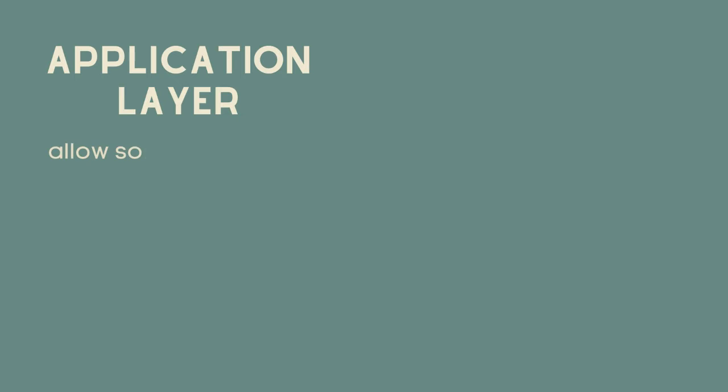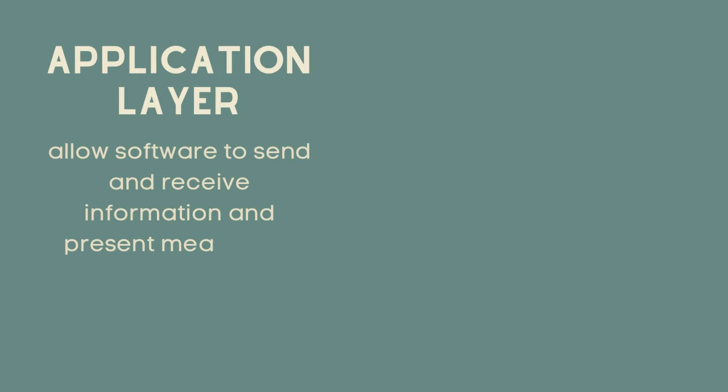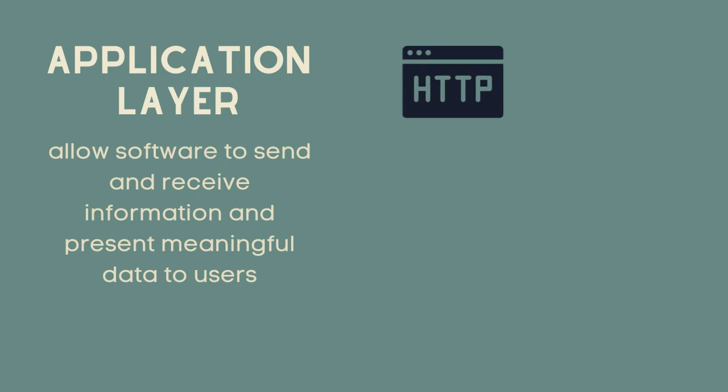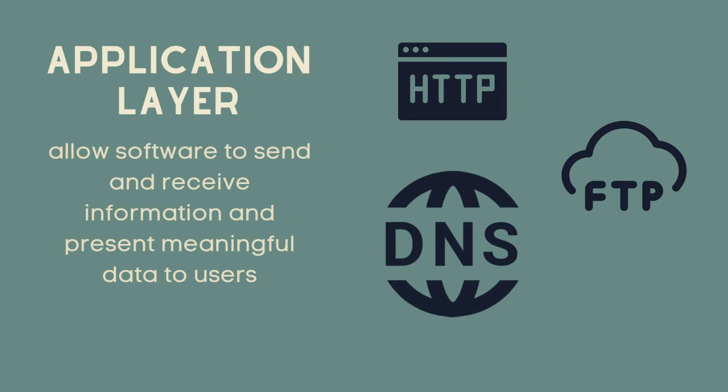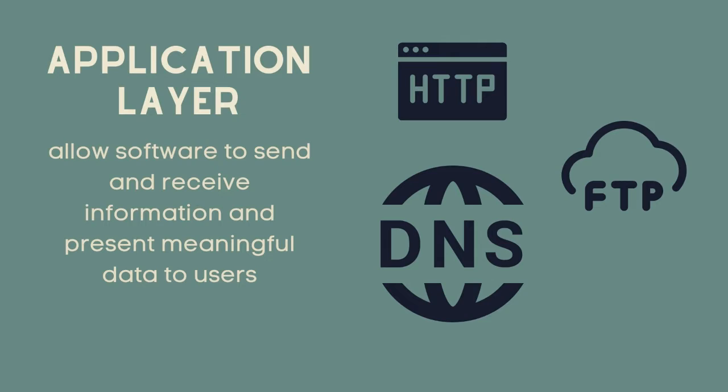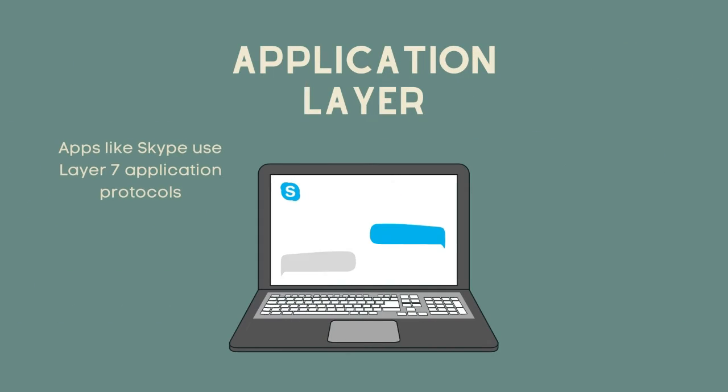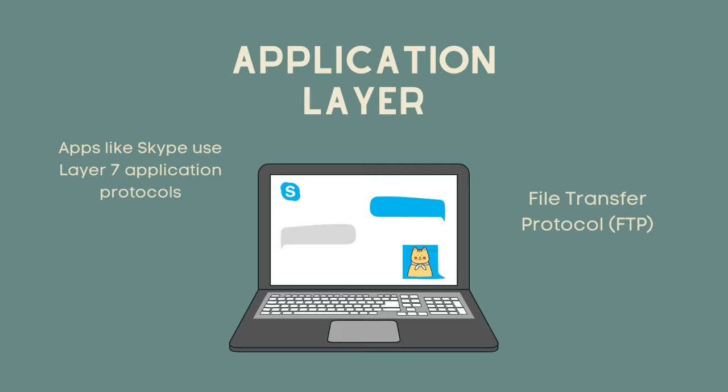Application layer allows software to send and receive information and present meaningful data to users. Most of what the user actually interacts with is at this layer. Web browsers and other internet-connected applications like Skype or Outlook use Layer 7 application protocols. Skype, as a network-connected application, uses protocols like Telnet. If you send your friend a picture of your cat, Skype would be using the file transfer protocol.